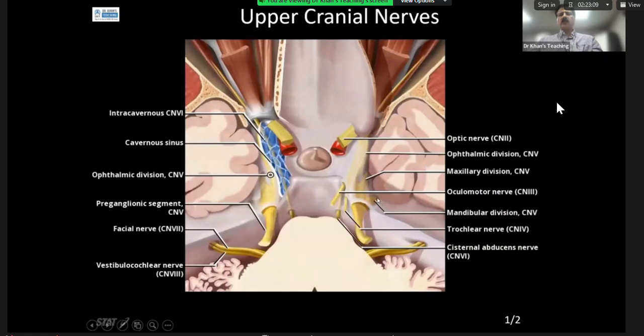So this is the anatomy. So I repeat, fifth nerve, which goes into the Meckel's cave, two branches, V1 and V2 go into the cavernous sinus. V3 goes through the foramen ovale into the masticator space. Now, sixth nerve passes through the sphenoid bone and goes into the cavernous sinus, and of course goes into the orbit. Seventh and eighth nerves, they go into the internal auditory canal.